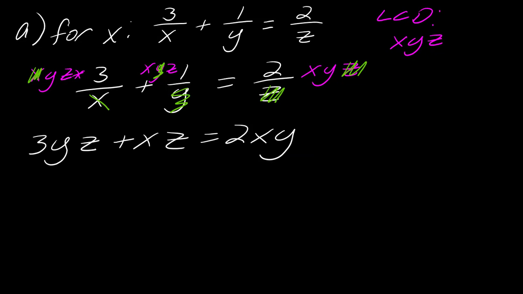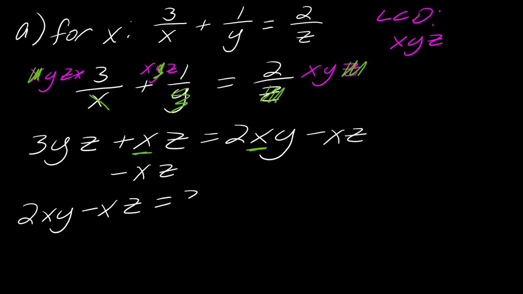So let me just erase all this. Okay, so going back to this then, what you want to do is just identify, here's an x and here's an x. First things first, you want to get everything with an x on the same side. So I will go ahead and subtract this. So now I have, we'll call this 2xy minus xz equals 3yz. Now notice I don't have like terms here.